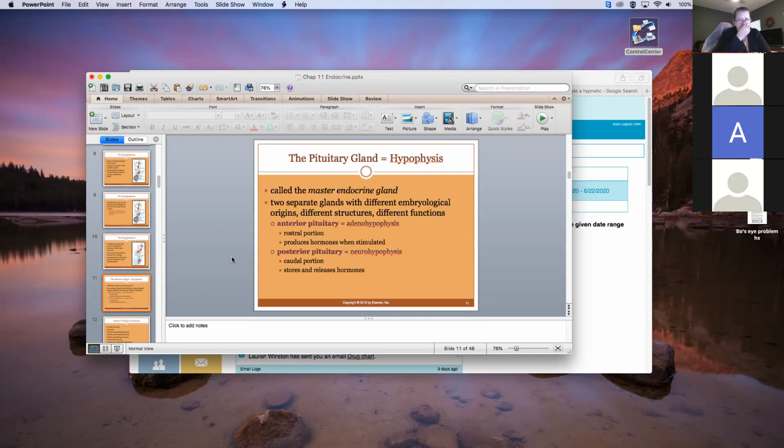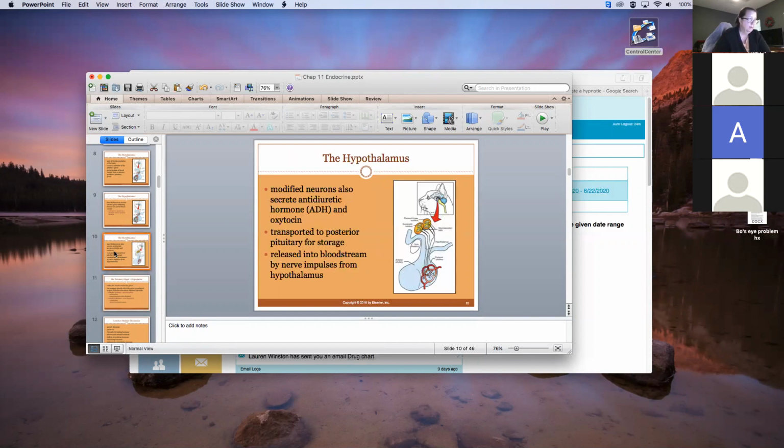You have the anterior, which produces and releases hormones when stimulated. So this is slide 11, which is important because it explains. And then the posterior pituitary is caudal, and it basically stores hormones and releases them. So only the anterior portion produces and releases. The caudal is storage. And remember, the hypothalamus produces 2 hormones, ADH and oxytocin.